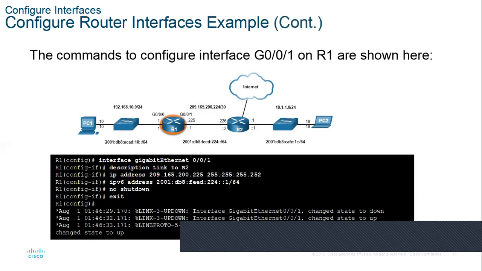Okay. Same thing if you want to configure 0/0/1, that is this other port that gets R2. Same thing: interface gigabit 0/0/1, description link to R2. See, you're giving it a very descriptive name. Then the IP address, this IPv6 address, no shutdown, and you exit.